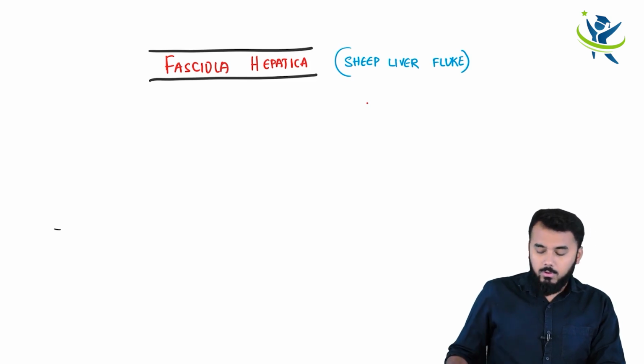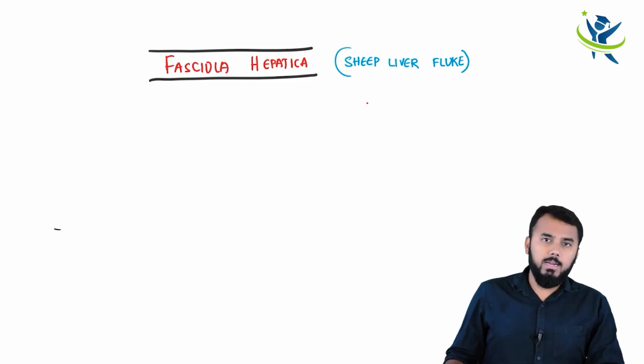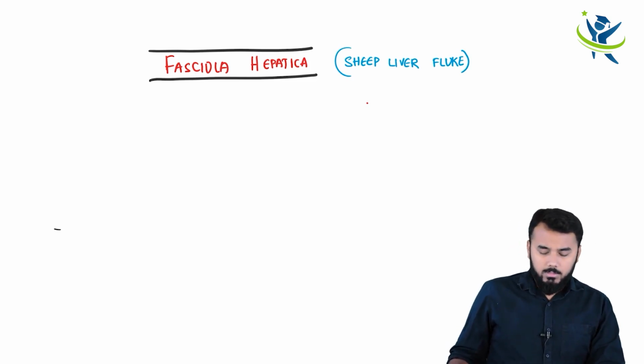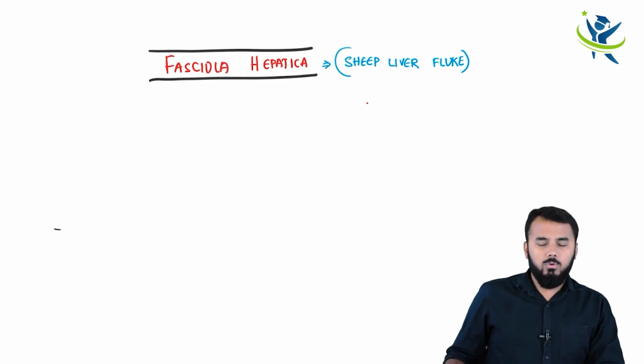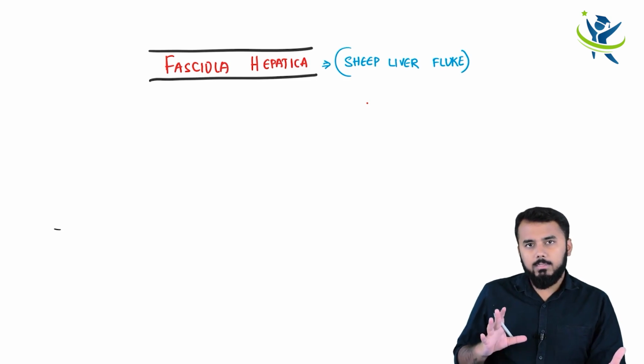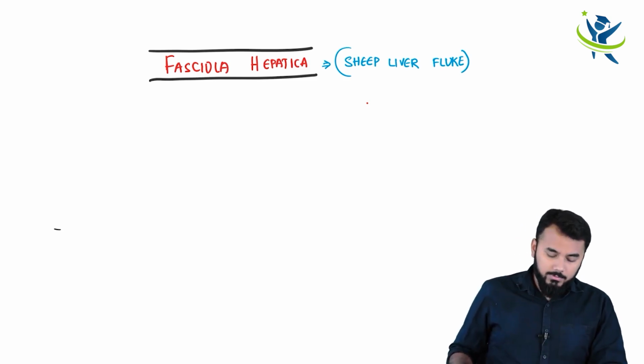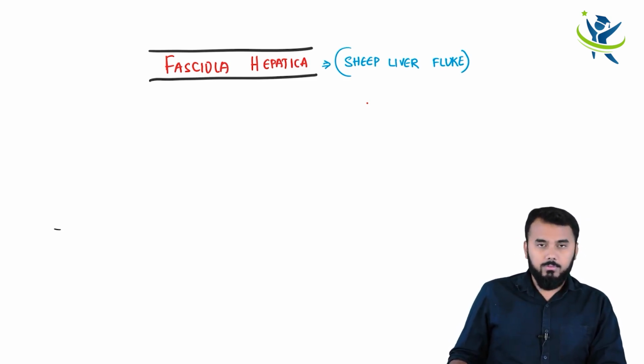At the end of all the parasites, we shall be writing these names like sheep liver fluke, lung fluke. So all of them we shall be writing in a separate table and making it easy for you from your MCQs point of view. So Fasciola hepatica is also called your sheep liver fluke.